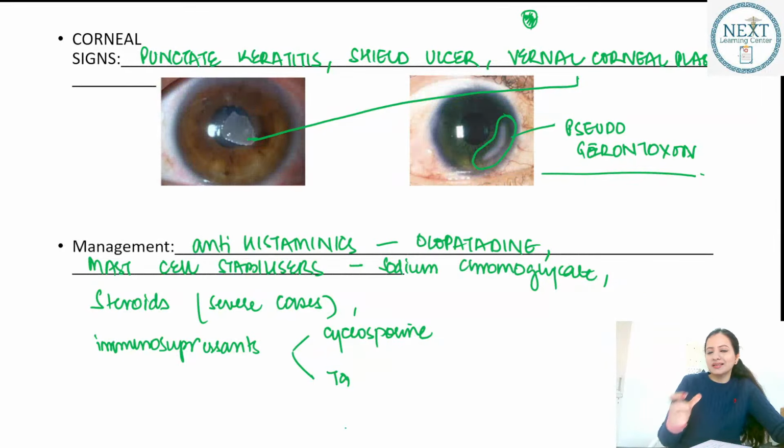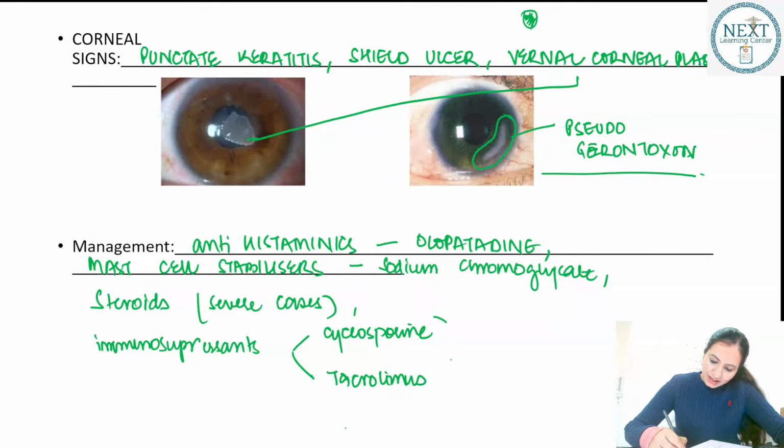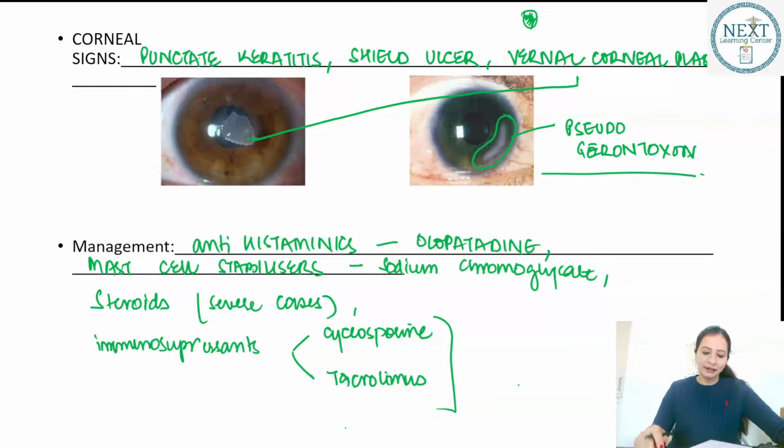Good morning. See, you have missed a few parts. You can go back, you can revise, and from now on you can carry on. So the ones that are commonly used are cyclosporin and tacrolimus.